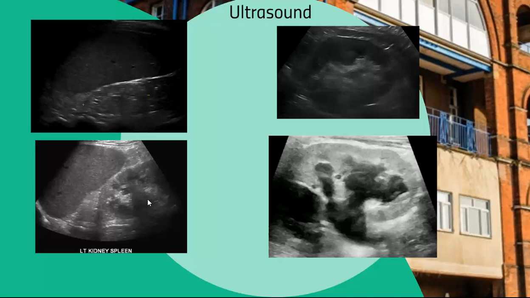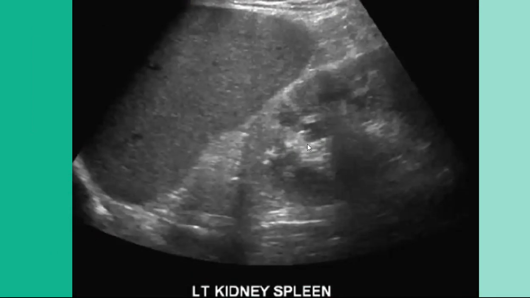Here we have an enlarged kidney, which suggests an infiltrative disease process on ultrasound. It may also be a manifestation of pyelonephritis, acute tubular necrosis, or acute interstitial nephritis.